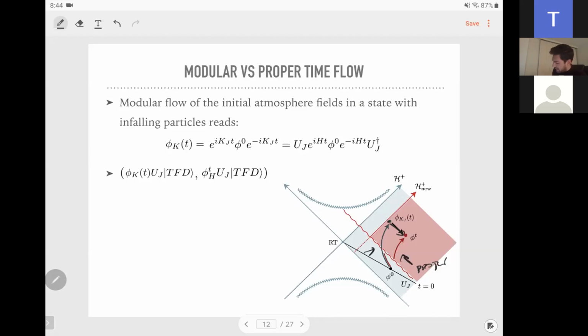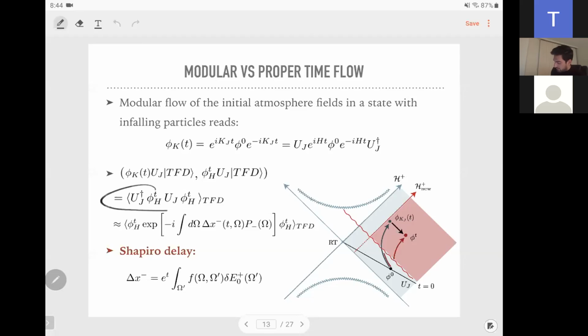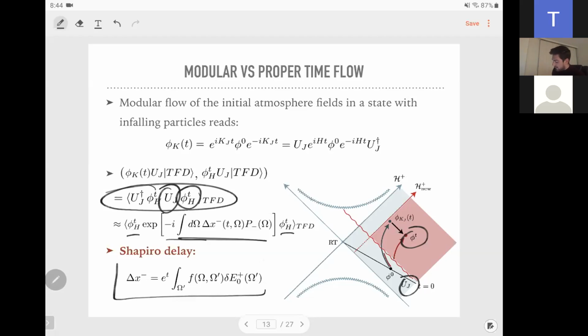The way to see this is by simply taking the overlap of the modular flowed operator acting on my state and the actual proper time evolved operator acting on the state. And noticing that this overlap is an OTOC, an out of time order correlation function. And it's out of time order because this phi over here is up here and this uj is down here. And we know that OTOCs are described by this 2-point function, including a relative null shift, which is precisely this Shapiro delay I was referring to earlier.